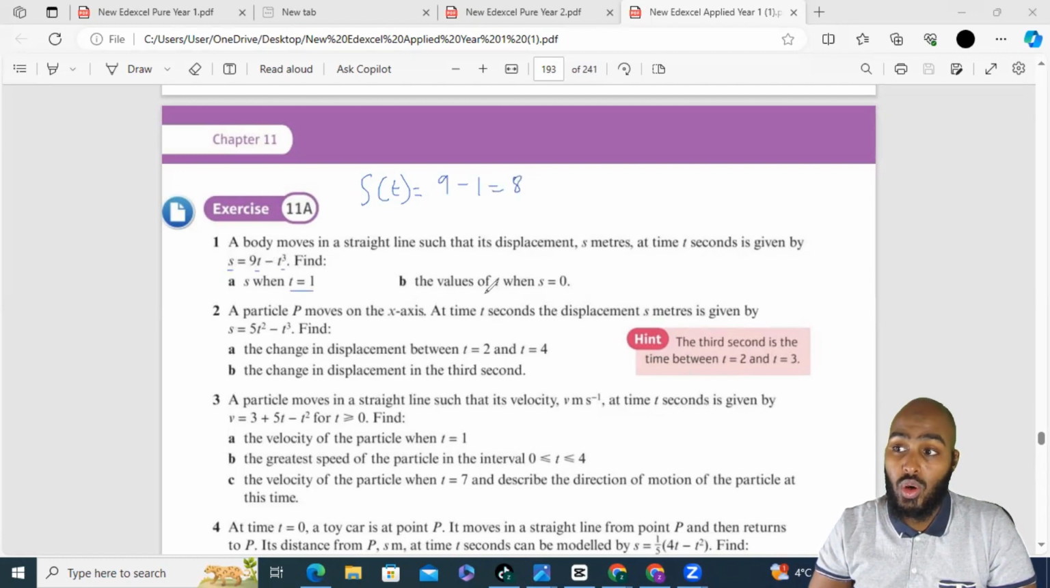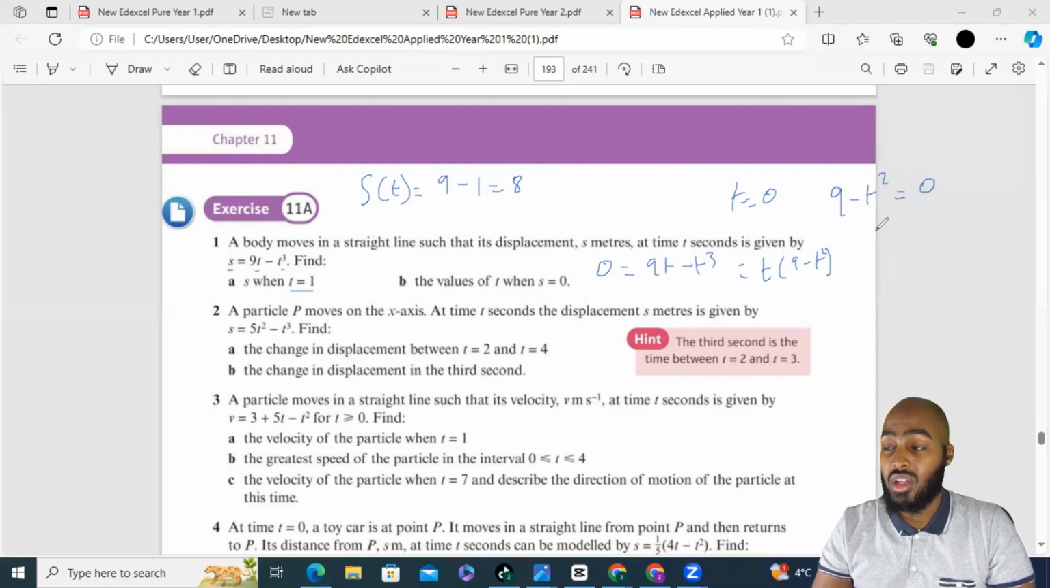And then find the values of t when S is 0. So you make S 0. So 0 is equal to 9t minus t cubed, and you can factorize t, you get t times (9 minus t squared), and they're both equal to 0. So t is equal to 0, and 9 minus t squared is equal to 0, which gives us t is equal to plus or minus 3. That question is basically asking how familiar you are with the fact that S is some function of t. That's all it is.